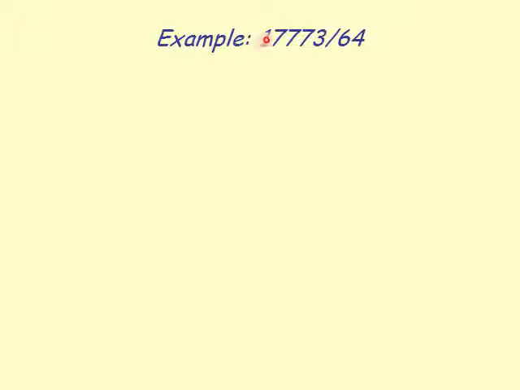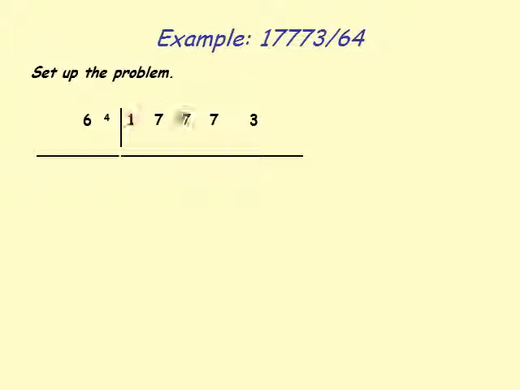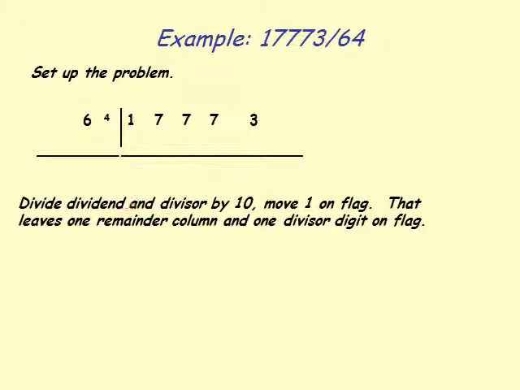Let's consider this example here: 17773 divided by 64. Now we set up the problem, with the dividend 17773 and the divisor 64. First we divide the dividend and divisor by 10. That moves one digit to the flag, and leaves one column for the remainder. This is the remainder column here, and this is my digit on the flag.